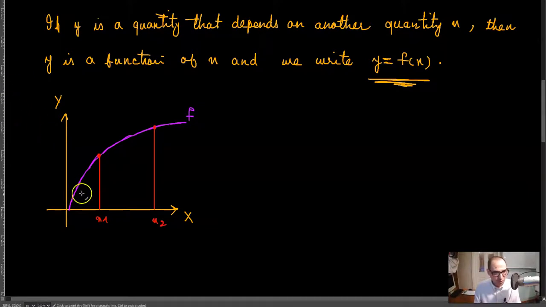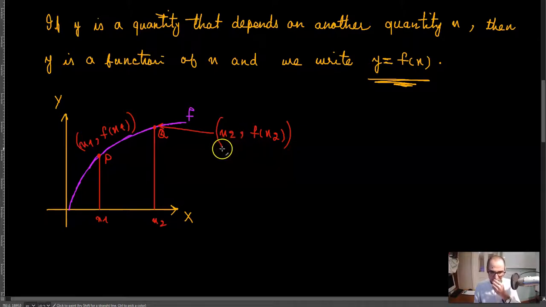If this is the case, then the coordinates of this point, call it P, would be x1, comma f of x1, right? And the coordinates of this point, call it Q, would be x2, comma f of x2. This is the point x1, with these coordinates, and this is point x2, and this point has these coordinates.